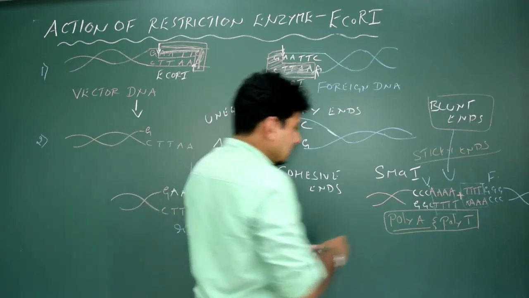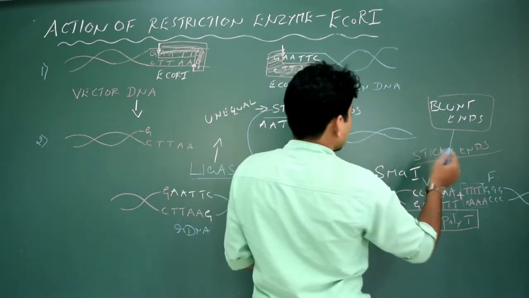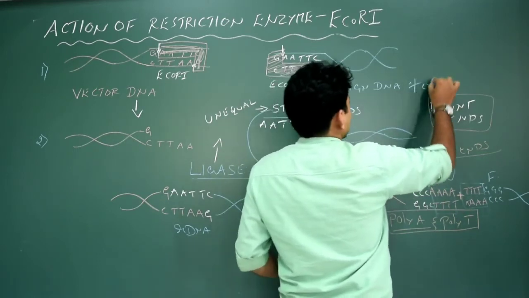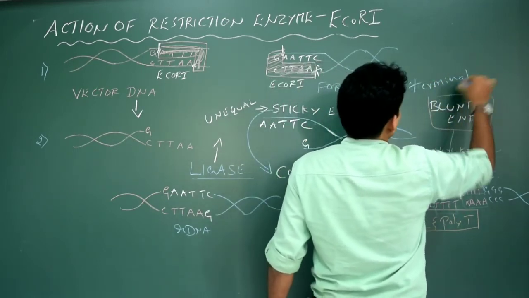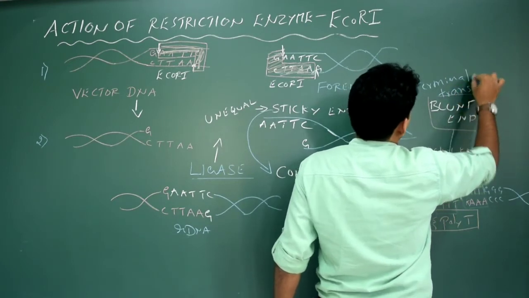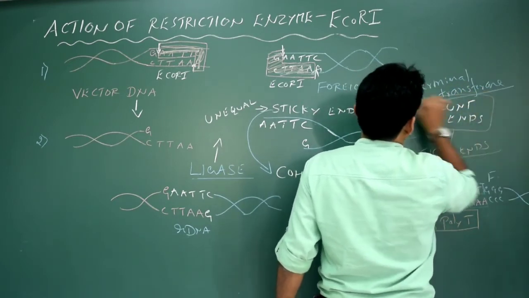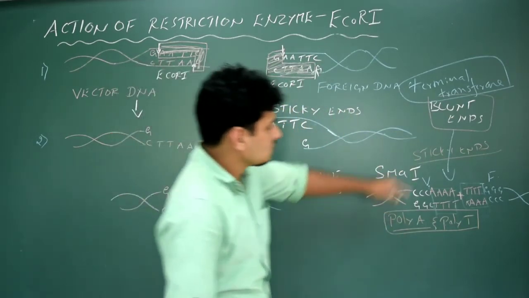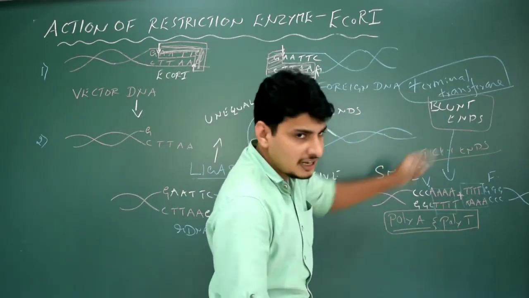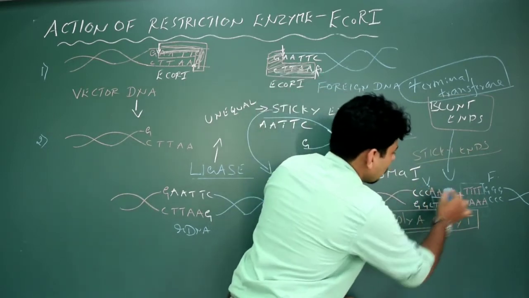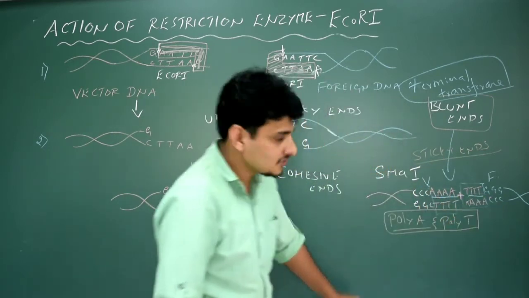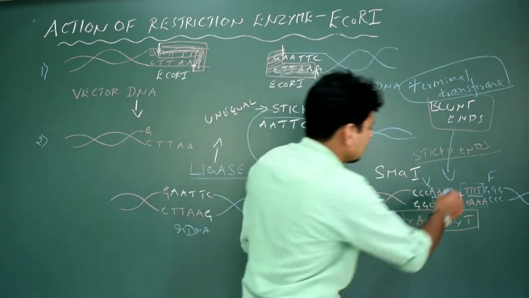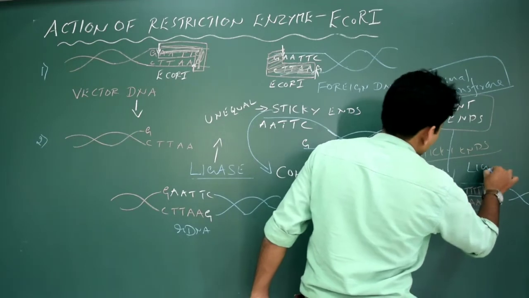For that we need one enzyme called terminal transferase. This enzyme is required only in the case of blunt ends. Okay, so this terminal transferase is very helpful in the addition of poly A and poly T tails to the blunt end DNA. Once this is done, we need to treat these two different DNAs with ligase.